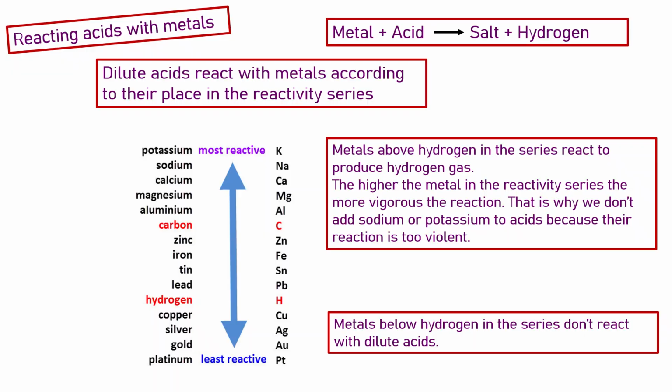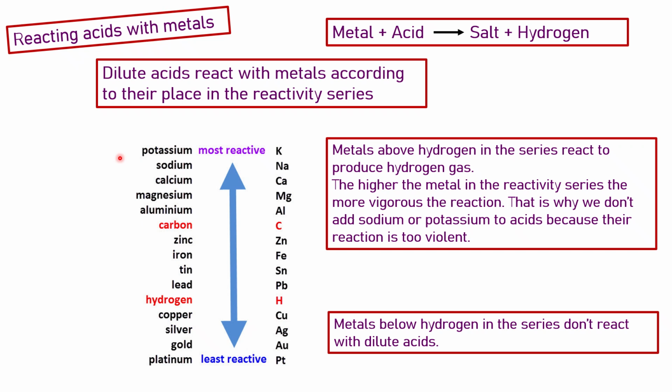Reacting acids with metals. The metal replaces the hydrogen in the acid. Hydrogen gas is produced. The metal and the non-metal in the acid form a salt. Dilute acids react with metals according to their place in the reactivity series. This is the reactivity series. It is arranged so that the most reactive metals are at the top of the series.